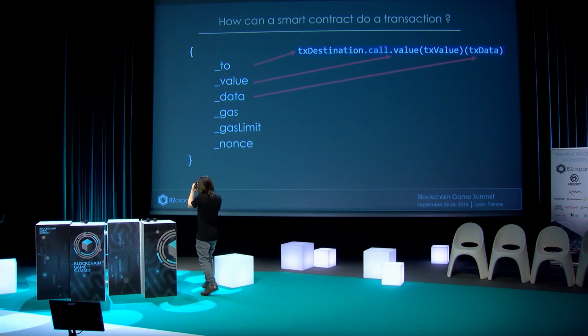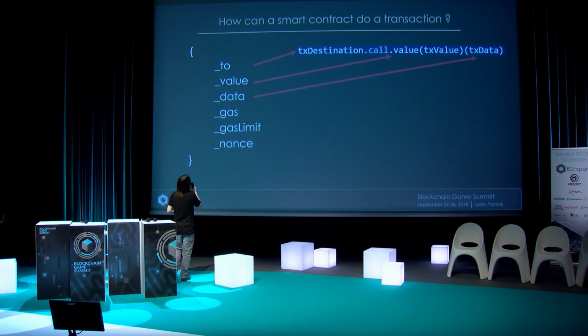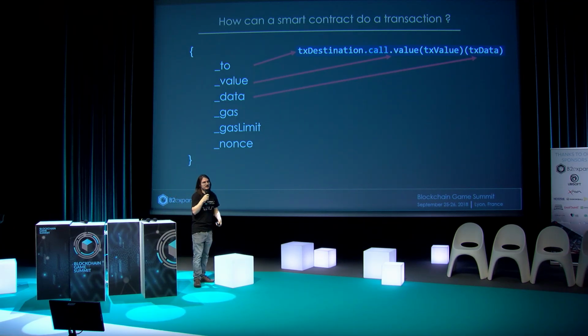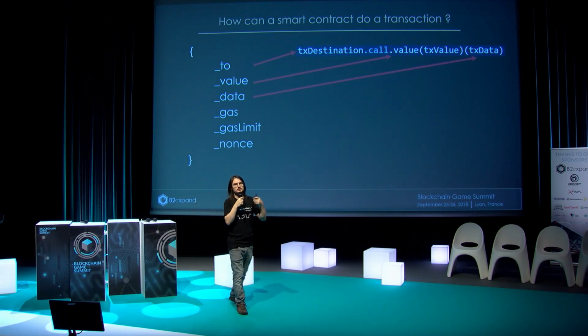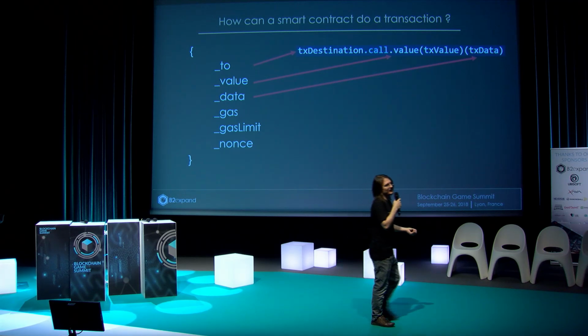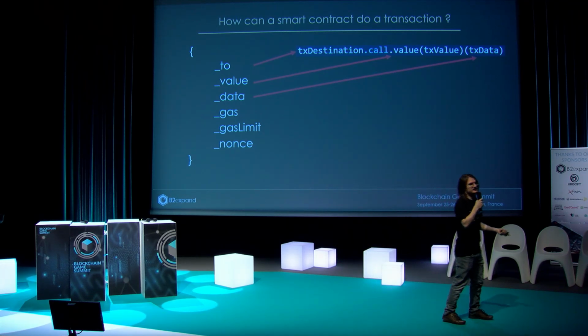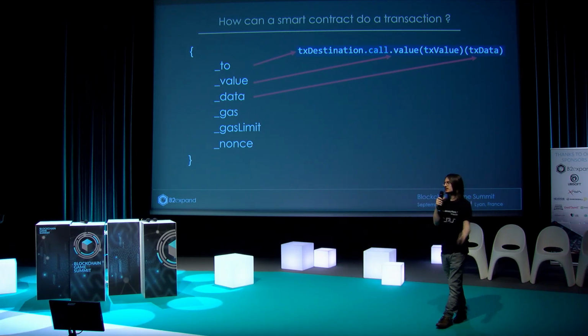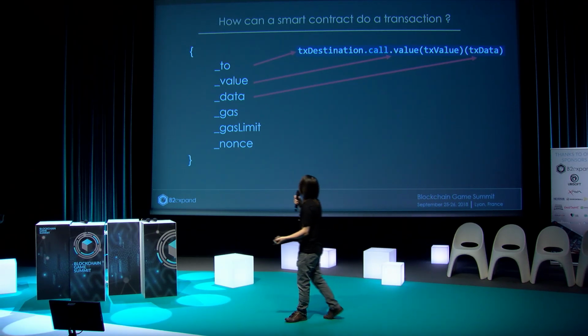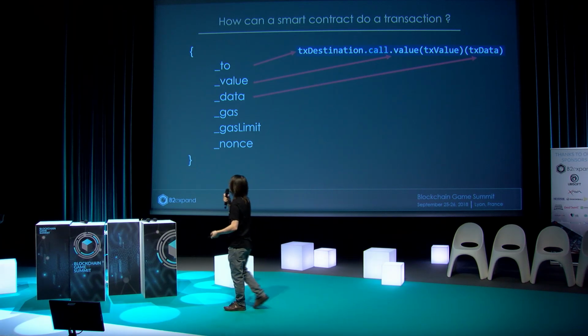So the code line I just showed takes care of the destination, the value, and the data. So the smart contract can trigger any other smart contract by this system. If you want a smart contract to do absolutely anything on the blockchain, it can do it with these 3 values.